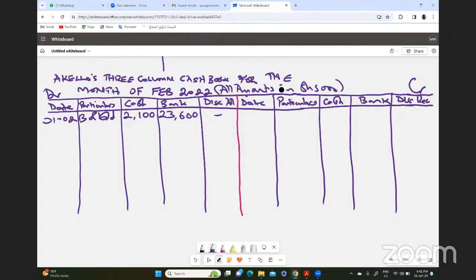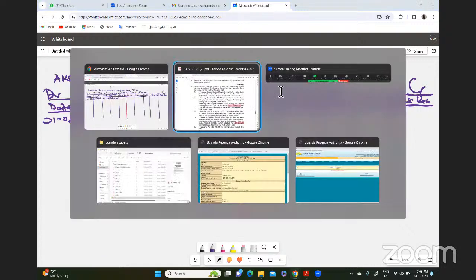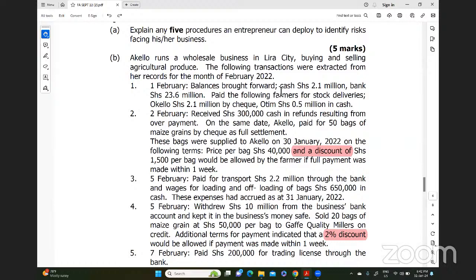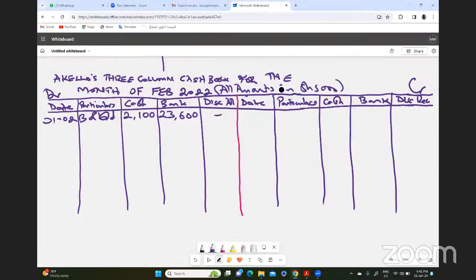And if it was given to us here in this number, and they told us that we have balances brought forward, cash 2.1 million and bank overdraft of 23.6, then in such a case we wouldn't put this 23.6 here, because putting it on the debit side means that it is an asset. Are we together?